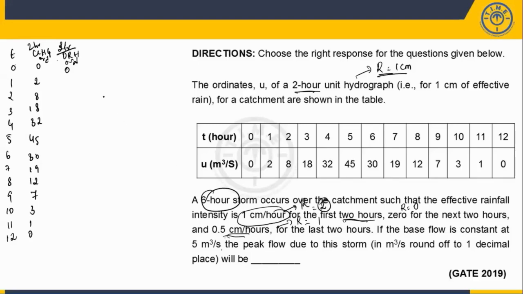2. Runoff is 2. So we need to multiply. Direct runoff hydrograph means we need to multiply it with runoff. DRH is nothing but UH ordinate times runoff. Are you understanding? I'll show you. Look at this.